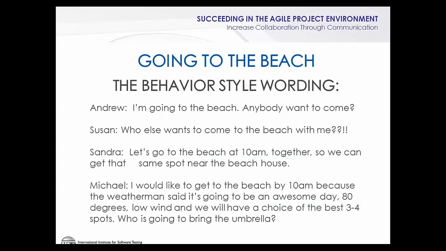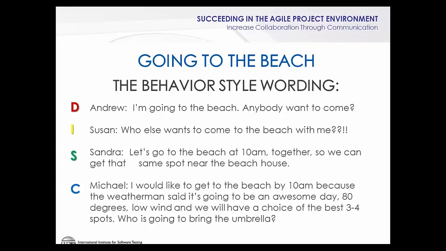So to help you get a better understanding of how the different styles address the same situation, I put together this little going-to-the-beach example in each behavior style's wording. For each of the 4 different individuals or styles, they're all going to go to the beach, but they're going to invite differently. First we have Andrew, who's a D, and he says, I'm going to the beach. Anybody want to come? Right? Direct to the point.